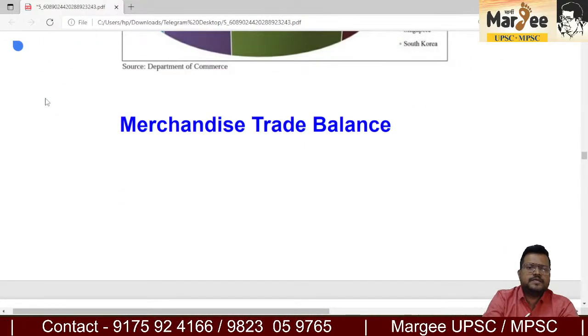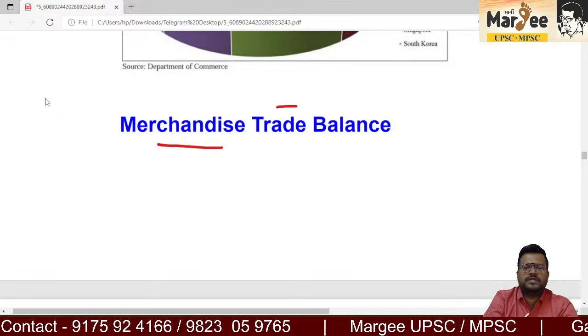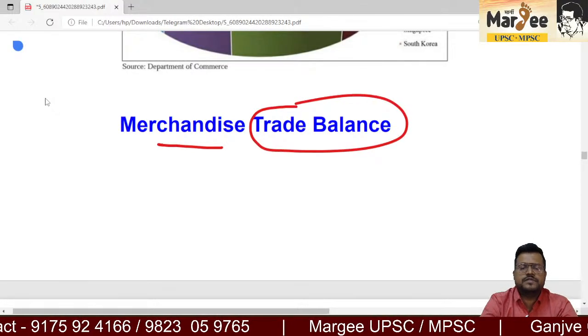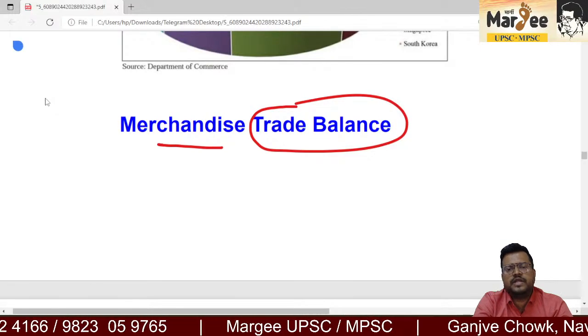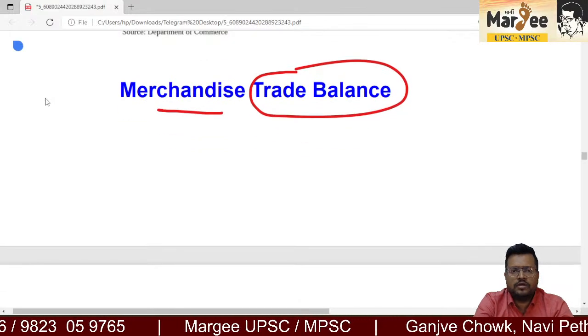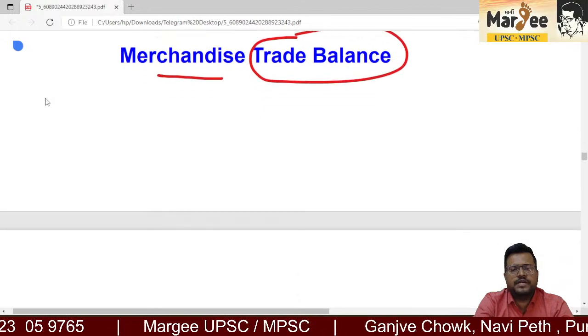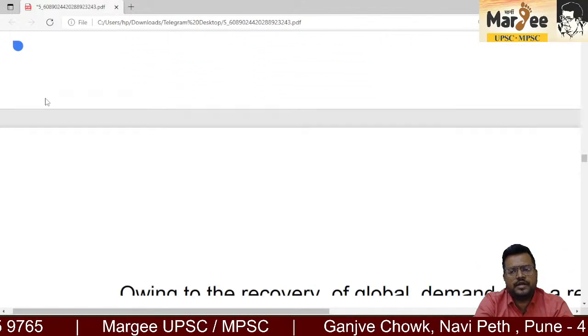Then we will see what is the condition of merchandise trade balance. We have seen merchandise trade exports. We have seen the condition of merchandise trade imports. Now we will see the condition of merchandise trade balance.